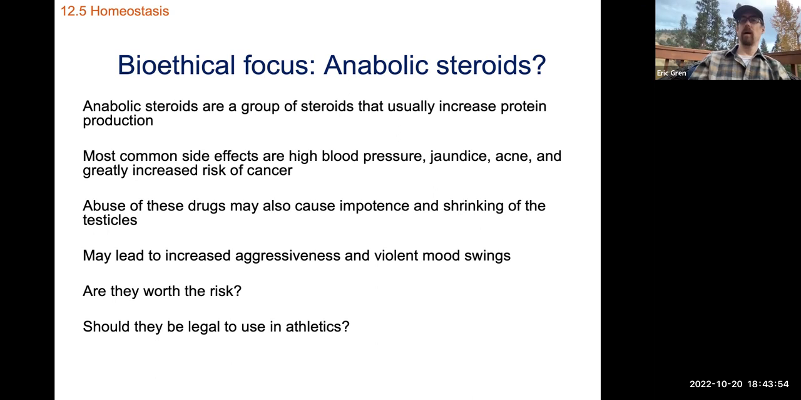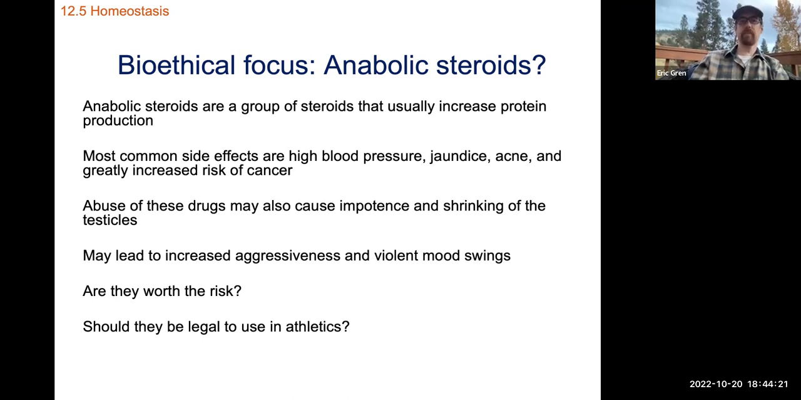And so sports affiliations have almost universally outlawed the use of anabolic steroids because they're not worth the risk, right? Because they have important health implications as well as not being sporting, right? It's kind of taking the easy way out to achieve the results that you're looking for.